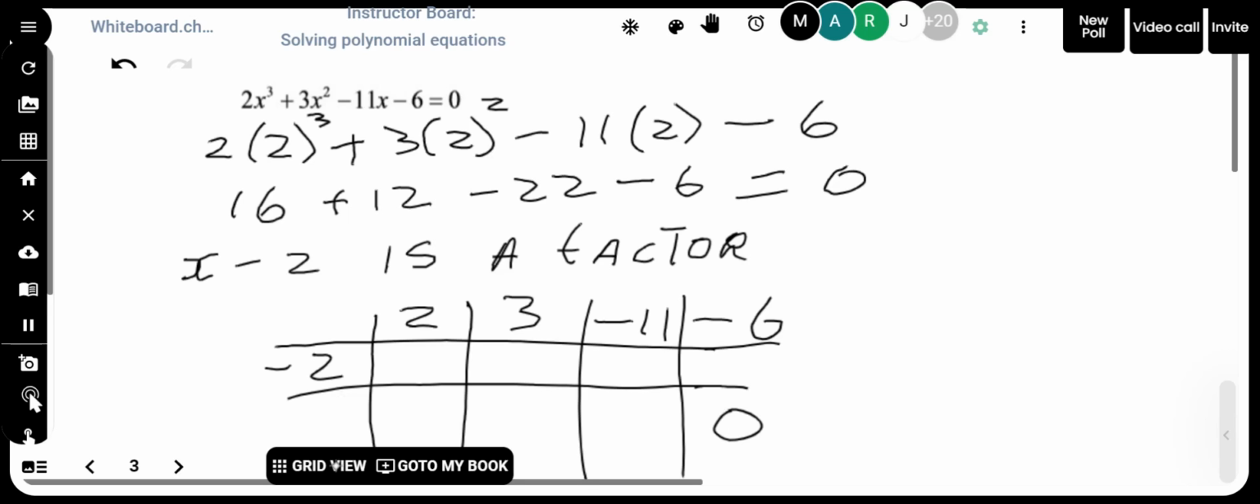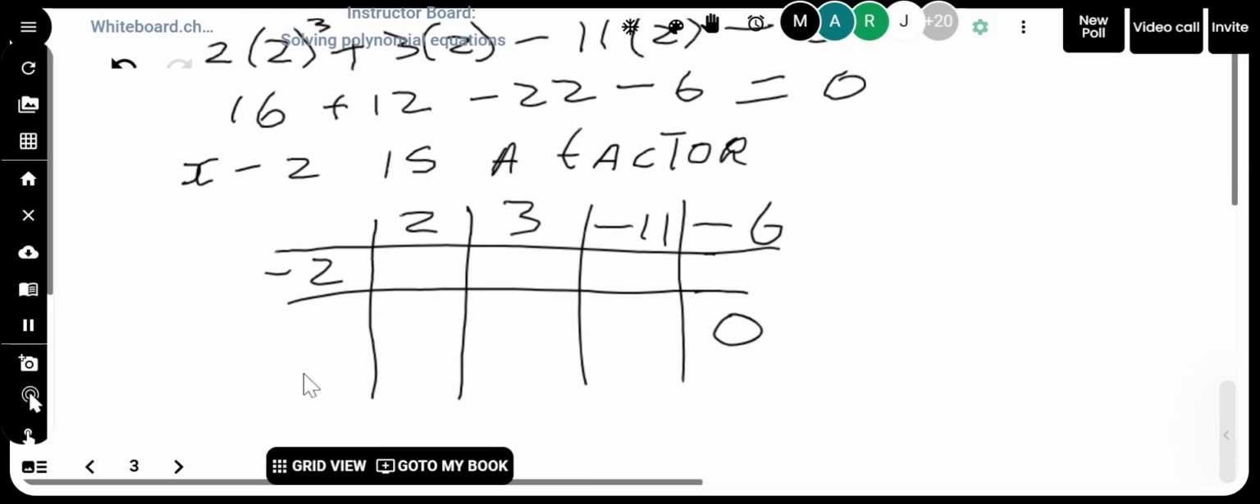I always put that 0. Thank you, Noah. You're right. Synthetic division is what I choose to go with. I put that 0 at the end because I'm expecting to get 0 if this in fact is a factor.